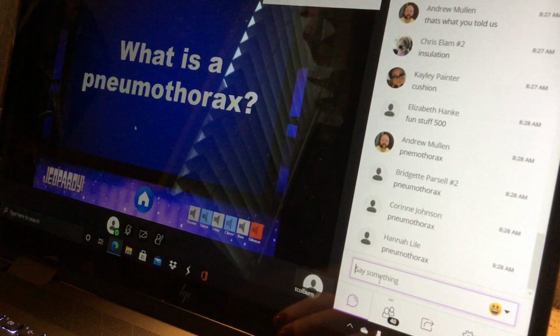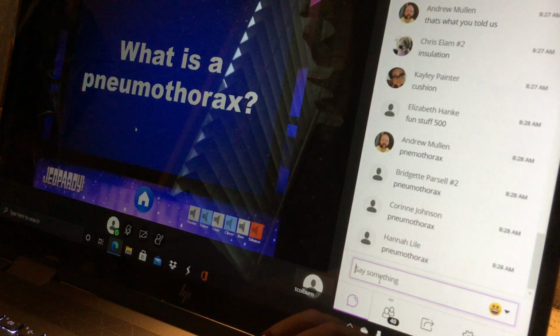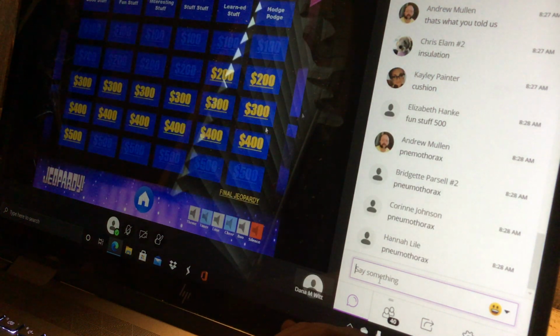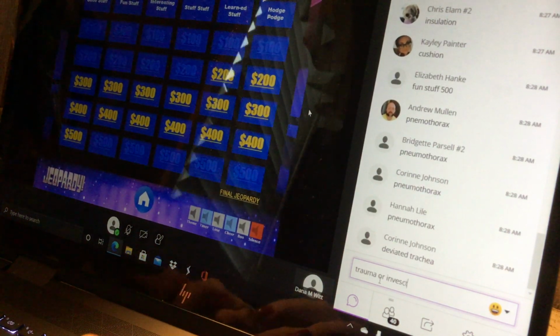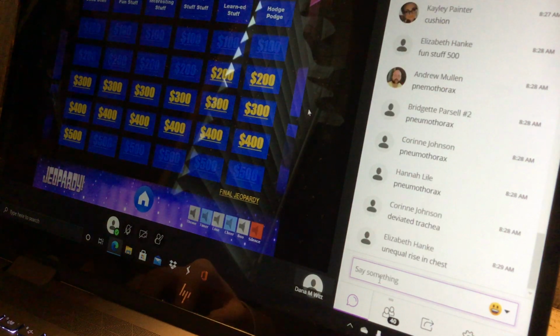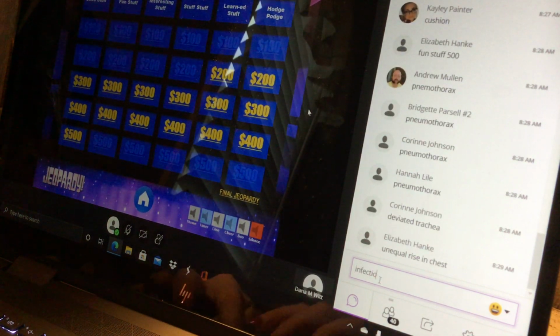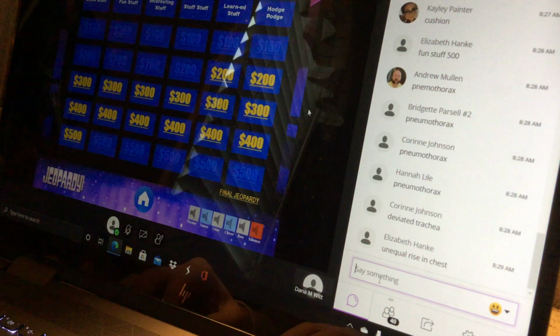Pneumothorax. Good. You guys typed very quickly and spelled it right mostly, so good. So pneumothorax, think about those. Anything you want to talk about with pneumothorax? What do you see with a pneumothorax? What causes a pneumothorax? Trauma. That's right. Okay, you see a deviated trachea. What else might you see with a pneumothorax? Unequal rise in the chest. Has anyone seen that before? That's pretty scary. That's right.